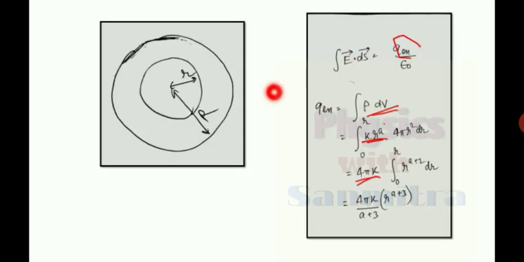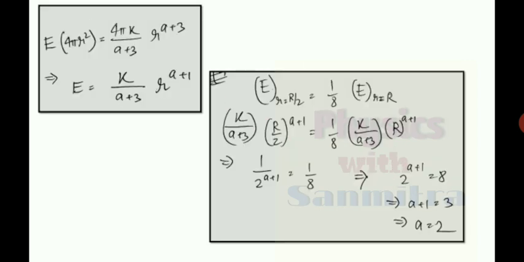So I am putting this expression here. In the integral of E dot ds, E is uniform and constant on this Gaussian surface, so I am taking out E. E ds cos theta, because E is parallel to the ds vector, the integral of ds simply gives 4 pi r square, which is equal to 4 pi k divided by a plus 3 into r to the power a plus 3. So r to the power a plus 3 divided by r square gives r to the power a plus 1. E is k by a plus 3 into that.